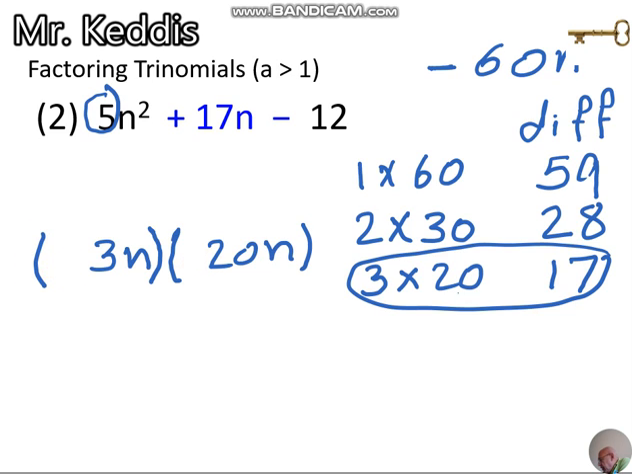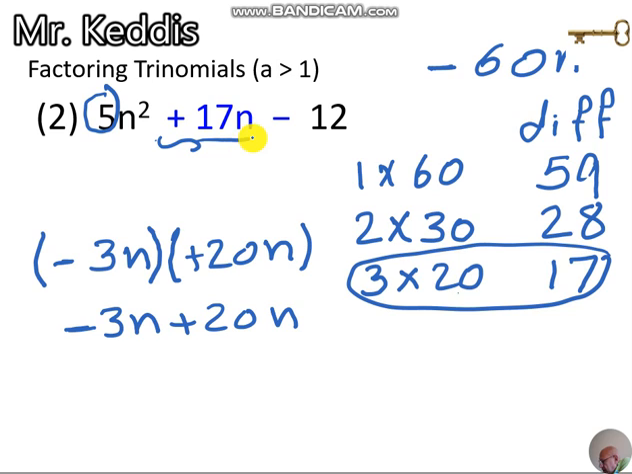This must be different signs because the sign here is positive, so I take the higher one. 20 is higher than 3, which means the sign in front of the 20 must be positive. When I multiply them, I get negative 60n squared. When I combine them, negative 3n plus 20n, I get positive 17n. I have to replace the positive 17n by negative 3n plus 20n.